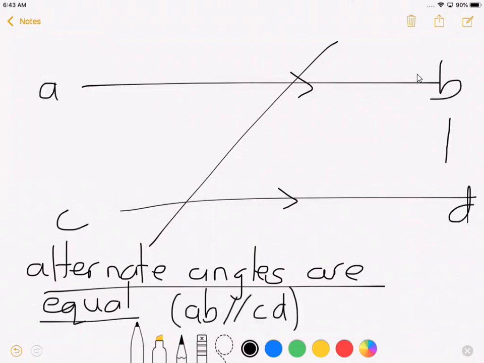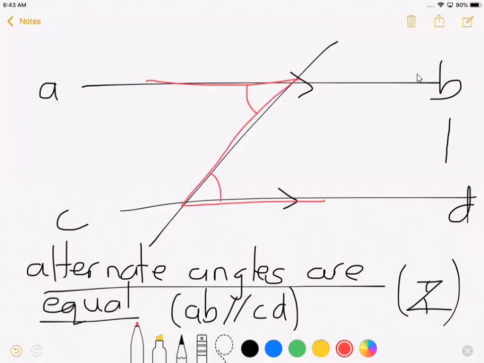So which ones are the alternate angles? In short, normally we call them the Z angles. In a Z, that angle and that angle are the ones that are what? That are equal. So let's go to our diagram. You can see I can draw a Z. So this angle and that angle, they are called the alternate angles, and those angles are equal. And those angles are equal.